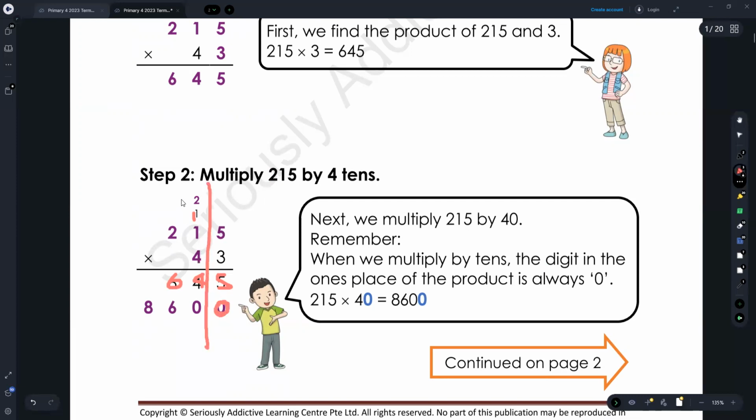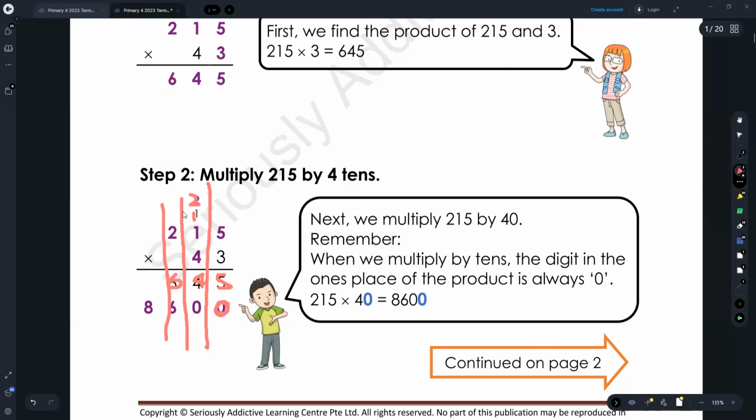Sometimes I'll suggest that students draw lines, right? Because here they are actually dealing with 5 ones times 4 tens. So the 0, which represents tens, is already here. So let's do 4 times 5, right? Equals 20. So you put a 0 here and then 2 here. And then after that will be 1 times 4 equals 4. 4 plus 2 equals 6. Right, 6 here. Okay, and then 2 times 4 equals 8.